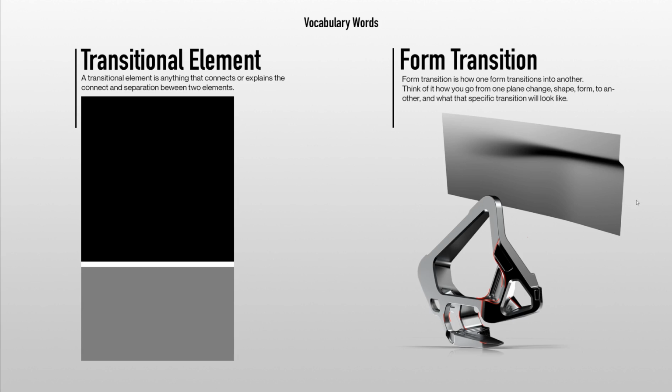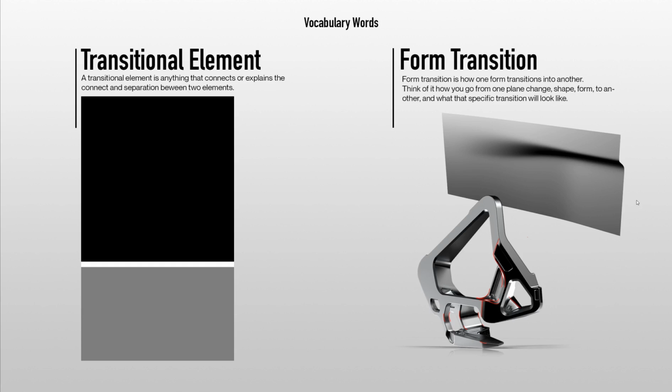Another one of those is form transition. Now, a form transition is how you go from one form to another. So think about how you go from one plane change, shape, form to another and what that looks like. So for example, let's say we have a car and we're transferring from the wheel well to the side of the door. Maybe we'll fade off some sort of sharp bevel that was a part of the wheel well or surrounding the wheel well into the side of the door. These are the types of things that you want to be thinking about.